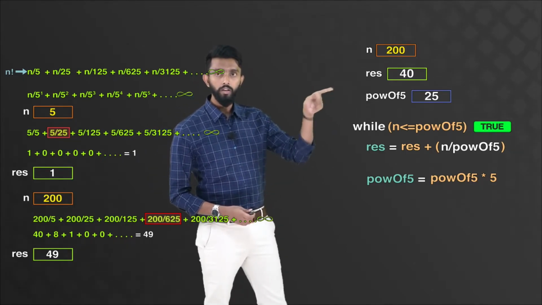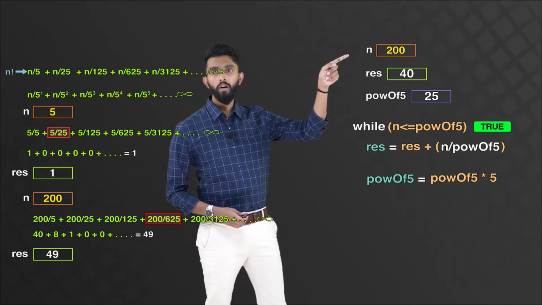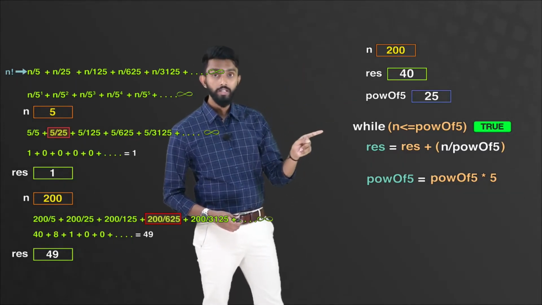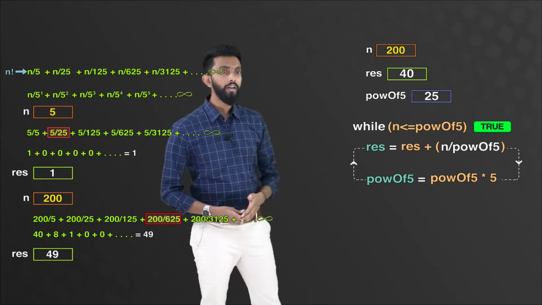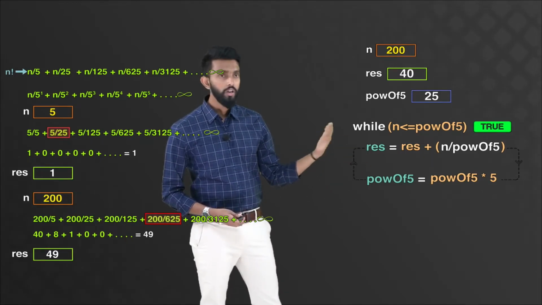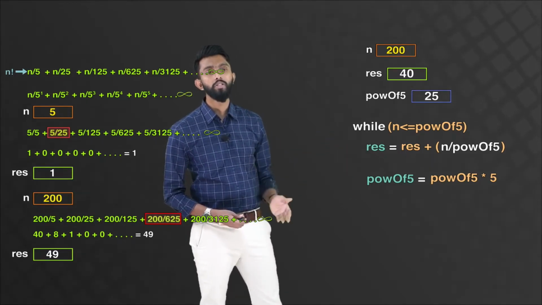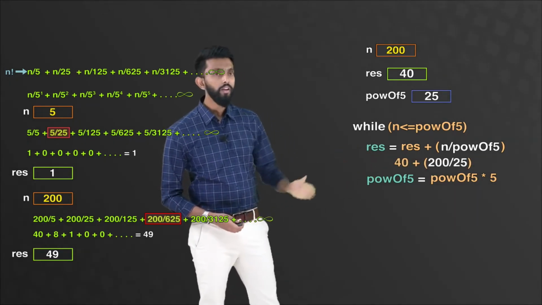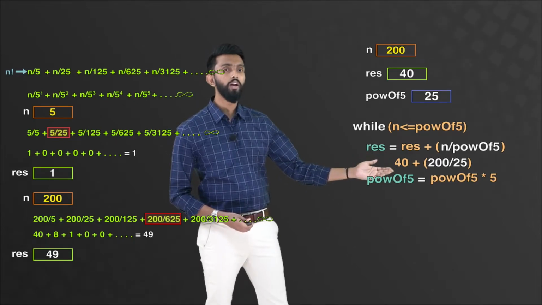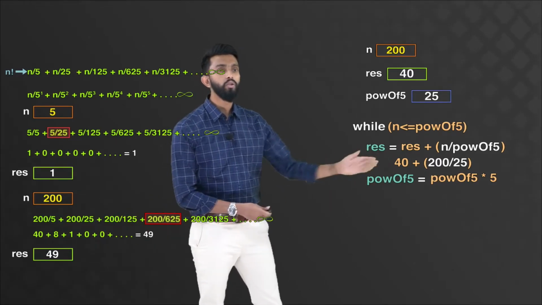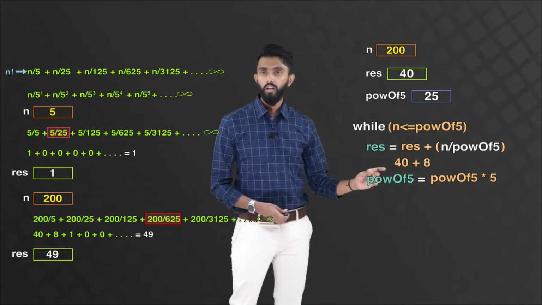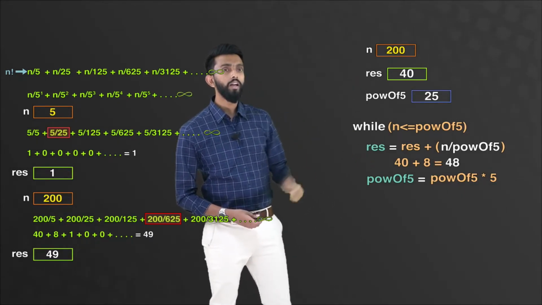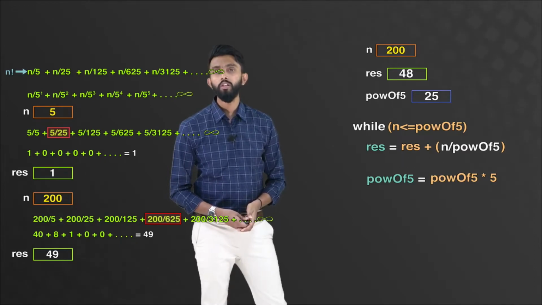Now, you did it. See, numerator value is n, 200. Is 200 greater than or equal to 25? Yes. Yes means enter. Apply it. If I apply this logic here, all I have to be doing is just this. So watch it. I'm just showing you 40 plus 200 divided by 25. So 40 plus 200 divided by 25 is I think 8. So 40 plus 8 I will be getting 48, and that is going to be my new result. This is what I'm showing. I will update that to result. Any confusion till this point of time?